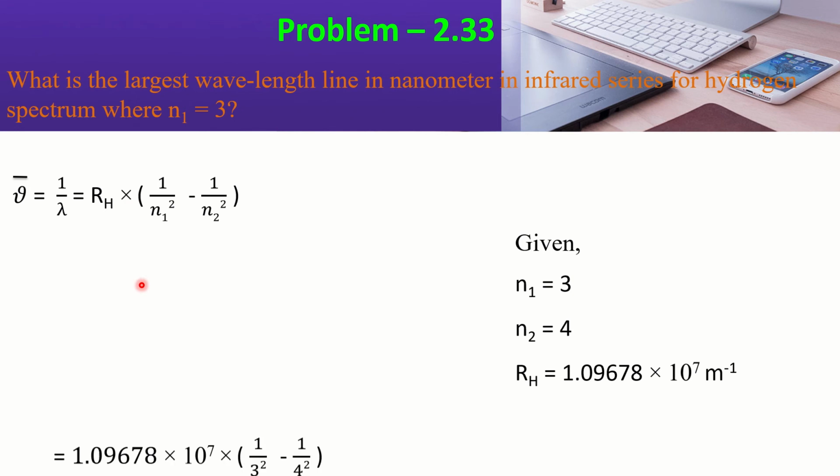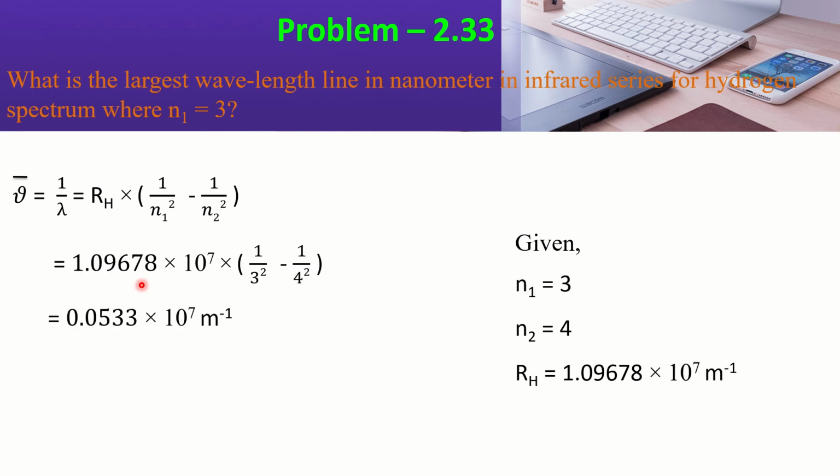Now after putting all these values, we get nu bar equal 0.0533 into 10 to the power 7 meter inverse. So lambda equal what? If you invert it, then lambda equal 18.756 into 10 to the power minus 7 meter.